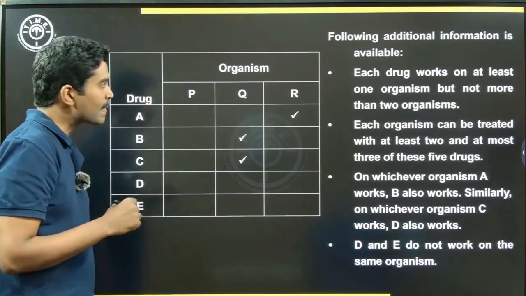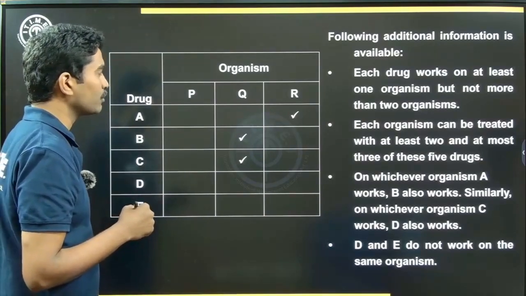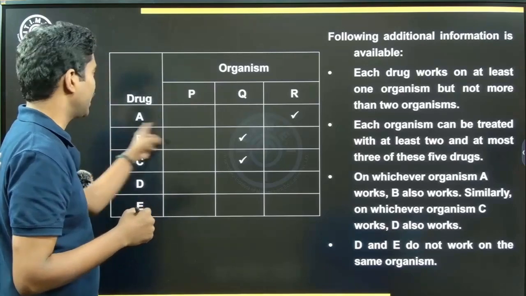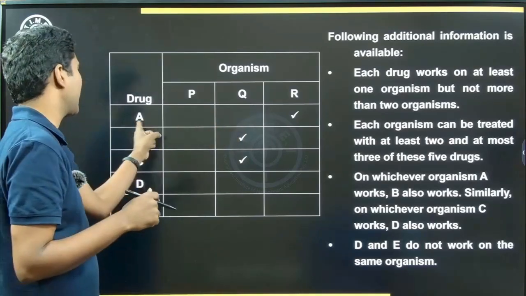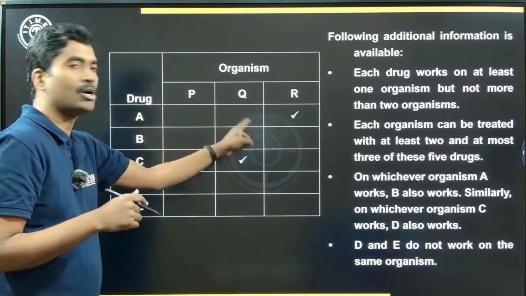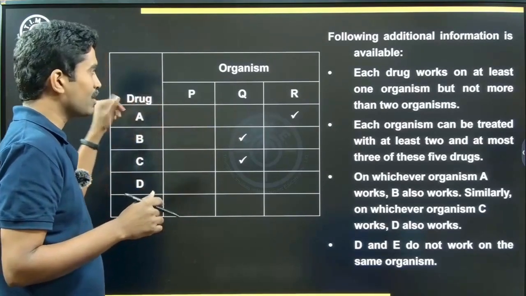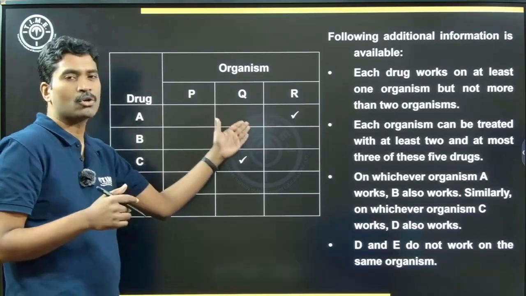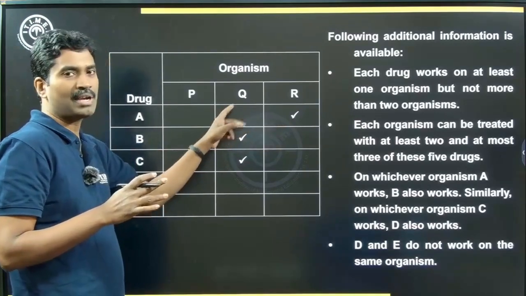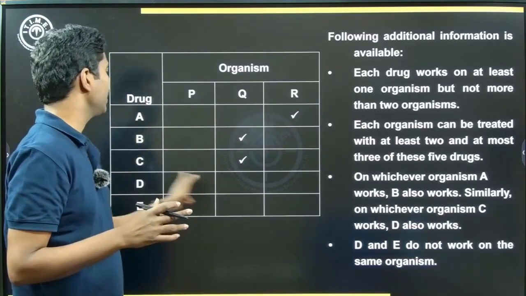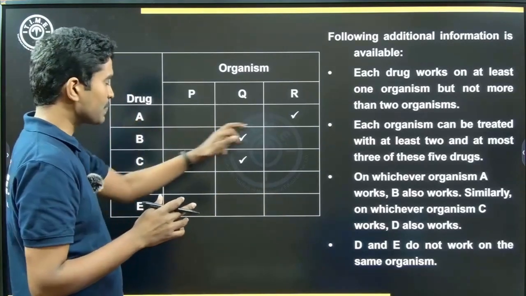Let's look at it. Each drug works on at least one organism, but not more than 2 organisms. All right. So drug A works on R. It could work on one more, but not more than 2 organisms. Means A can also work on P. If it works on P, it will not work on Q. If it works on Q, it will not work on P, and so on. Or A does not work on P or Q also. That's also fine. At least one has to be there, but it can't work on 3. So every drug will work on one organism or 2 organisms, right? That's the conclusion. Next one.